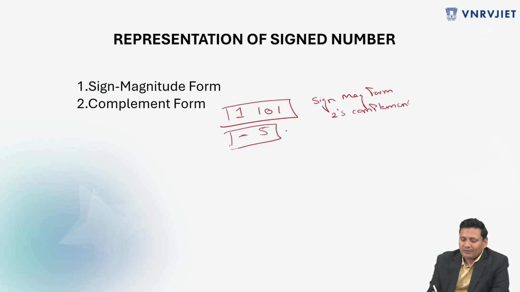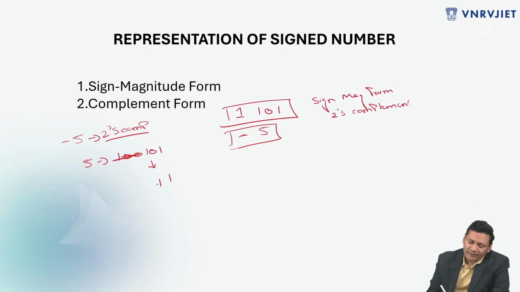But is this correct? Let us check. I want to represent minus 5 in two's complement form. What is the step? First you write down the magnitude, that is 101. Next you have to find its two's complement. What will be the two's complement of 101? I write the first bit as it is, then 1, then 0, right? So minus 5 will be represented by 1, 0, 1, 1.